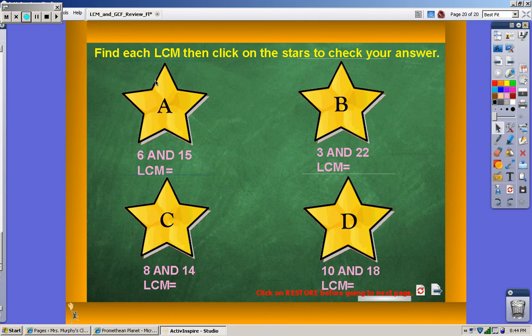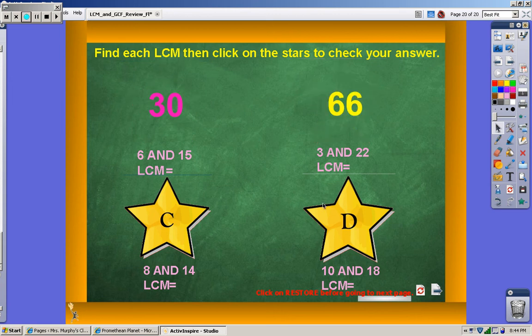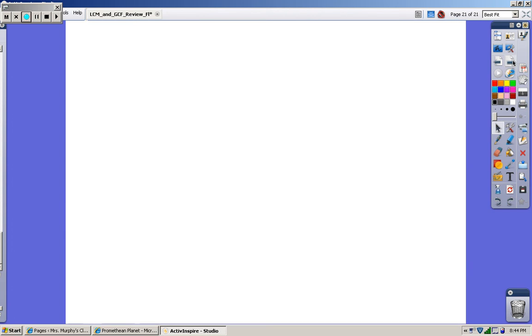And let me get this out of the way. Find the LCM for each of these below. Check it. You can practice. Check your answers as I'm going through this.